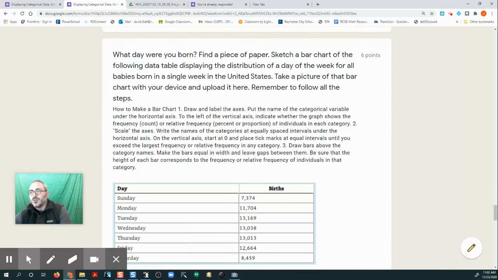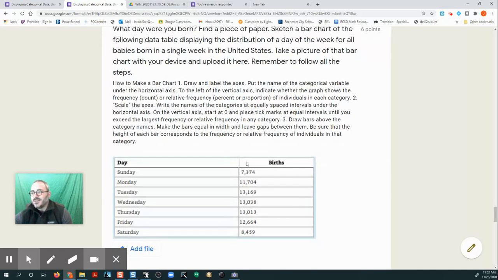And then I was going to have you do this graph right here, right? This is the frequency of babies born on a particular week, I think in 2014. It was all the babies born in a single week in the United States, all right? So on Sunday, there were 7,374 babies born. On Monday, there were 11,704 babies born, all right? So you were going to hand draw a graph on how to do this.